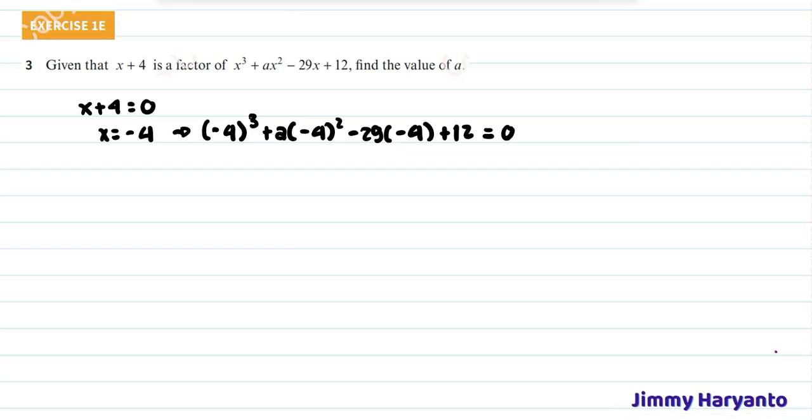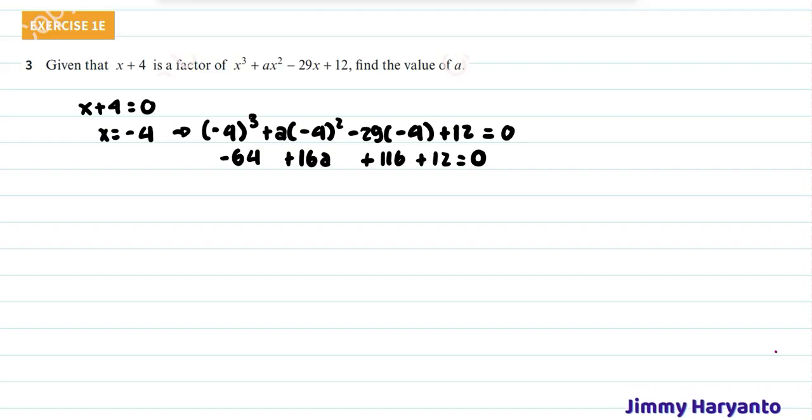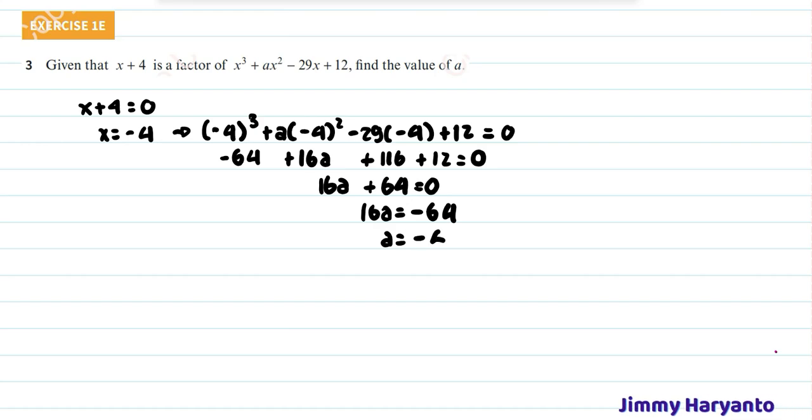And then we calculate this. We will have -64 right here. This one is 16a. And then this one is 80 plus 36, 116 plus 12 equals 0. Next is simplify this one. 16a. This one will be 52 plus 12, 64, I guess. 64 equals 0, so 16a equals -64, a equals -4. So this is the value of a.